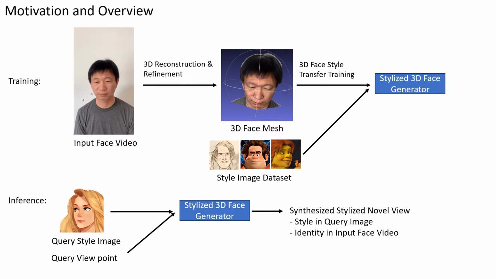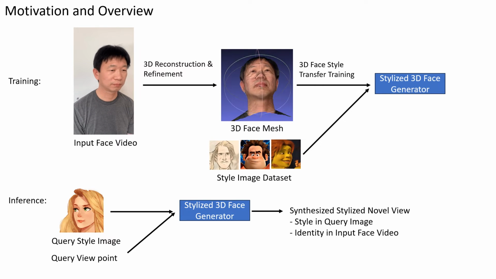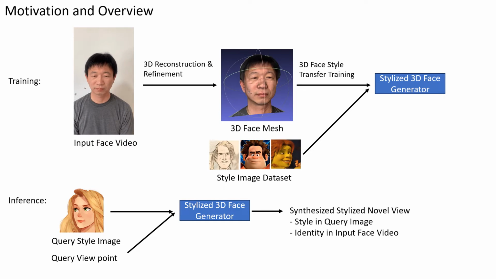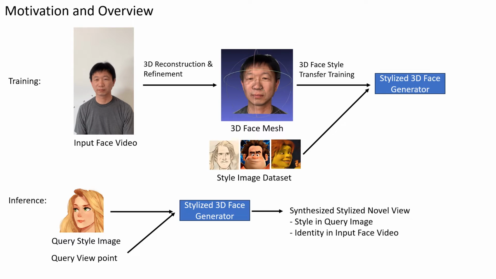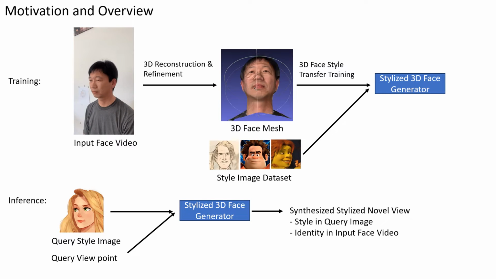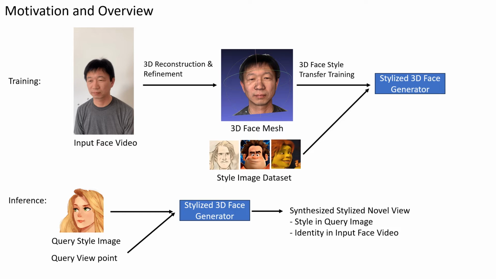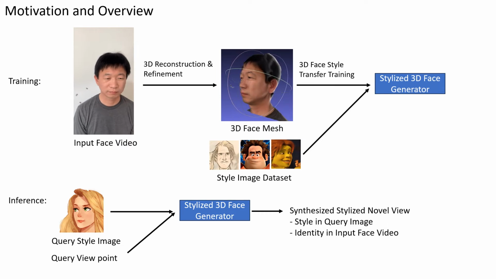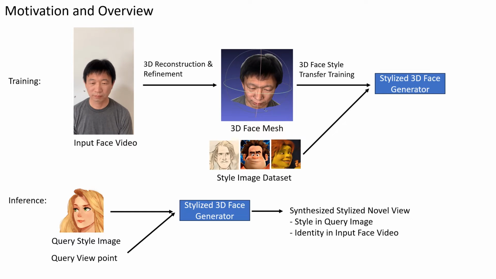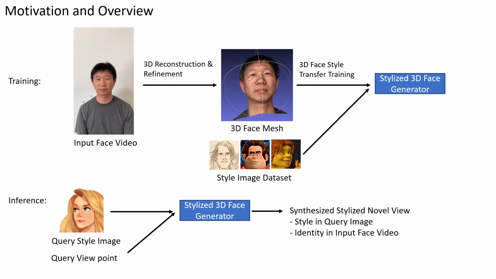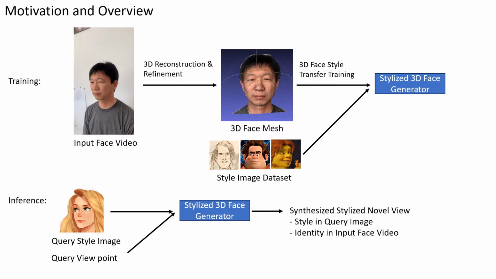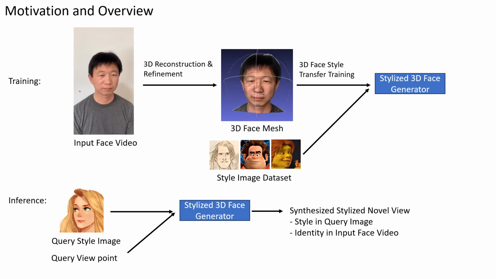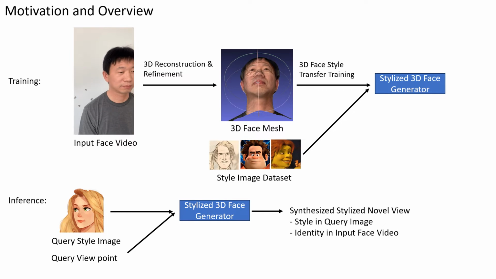Given an input video around a human face, we would like to train a stylized 3D face generator network such that at inference time, the user can input an arbitrary style image and viewpoint to generate a stylized normal view at that viewpoint. We would like the stylized normal view to be 3D consistent across different view angles, and have the style in the query style image, and also preserve the identity in the given user video. In other words, we would like to achieve 3D face style transfer.